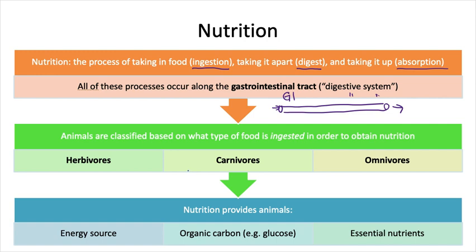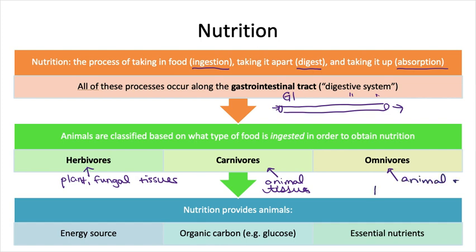Right. And we can classify animals on what type of nutrition they ingest by distinguishing between plants and animals. So an herbivore is an animal that only ingests and gets their nutrition from plant, fungal, or non-animal tissues. Carnivores obtain their nutrition from animal tissues only. And omnivores obtain their nutrition from both animal and plant tissues or fungal tissues.